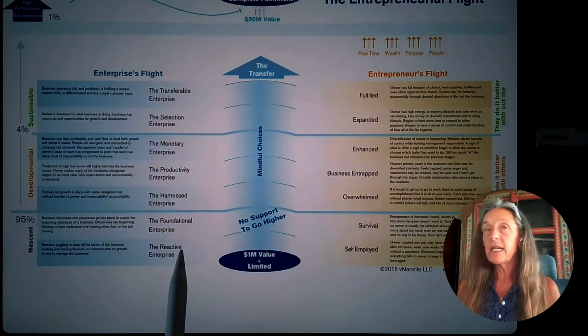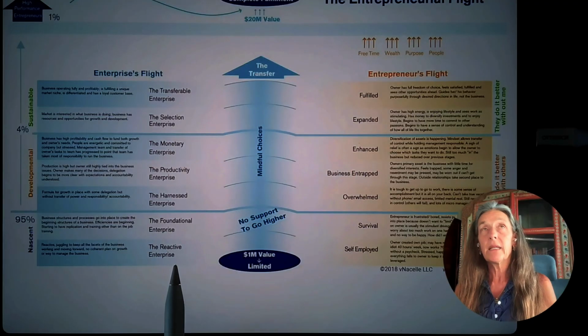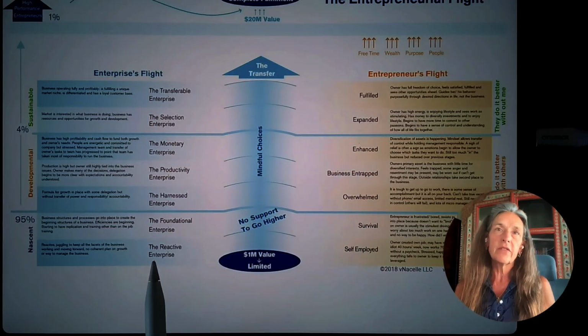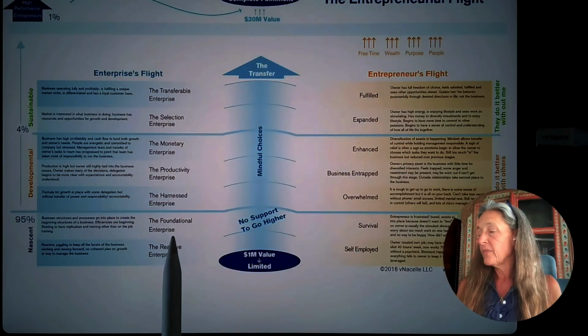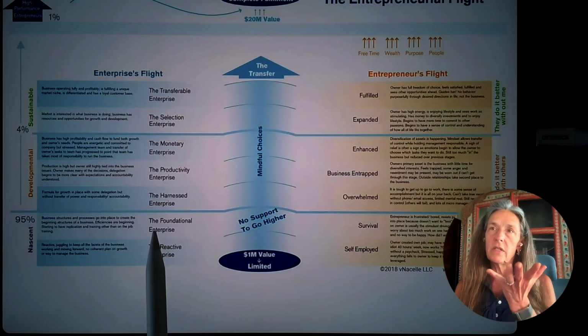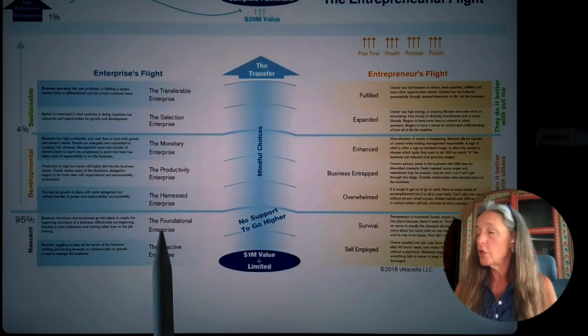In the nascent stage, you've got 2 things. You've got the reactive enterprise. The reactive enterprise is kind of like, I go do the work, and then I get more work, and then I do the work, and then I get more work. So it's a very reactive type of enterprise. In the next stage, it goes into a foundational enterprise, so it starts to build a foundation from which it can begin to launch.